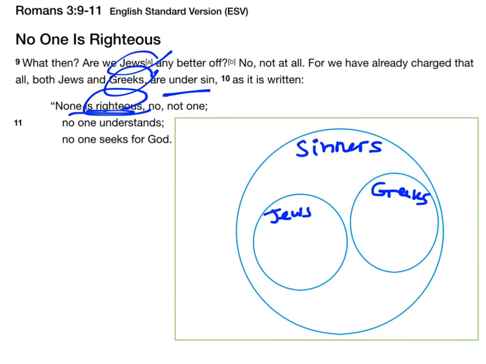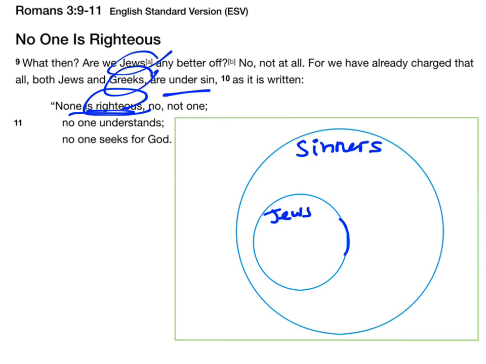Now I guess we could think through this too. This would sort of imply that there are sinners who are Jews, sinners who are Greeks, and then sinners who are neither Jew nor Greek. But in this context, if Greek is just indicating Gentiles or non-Jews, then perhaps we don't want to have this extra category out here. So in that case, we could even get rid of this category for Greeks.